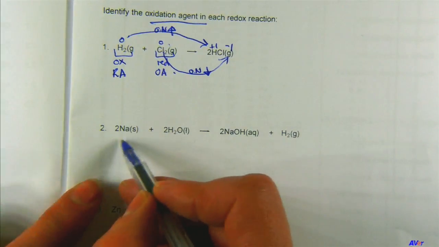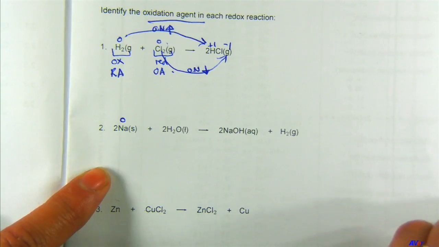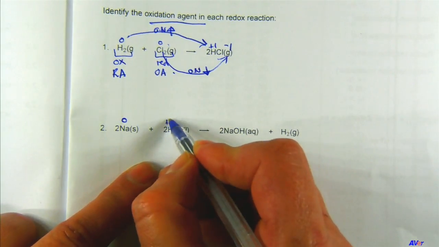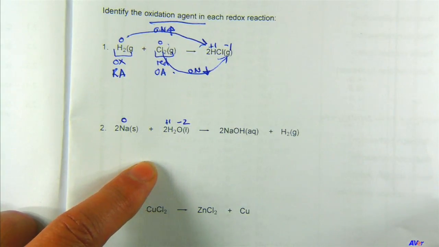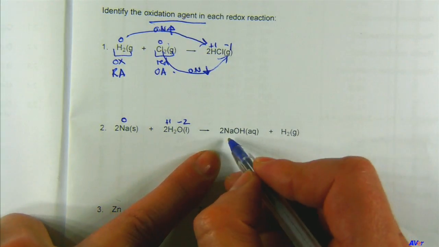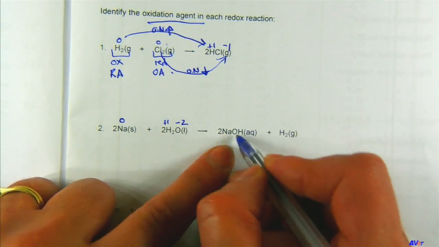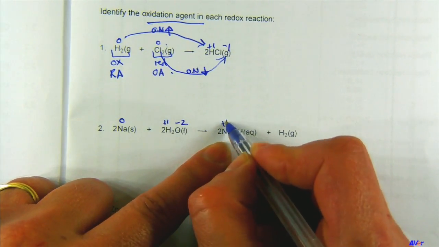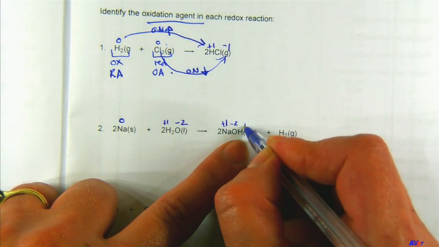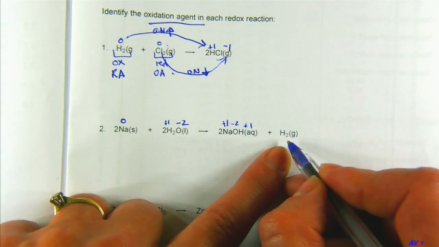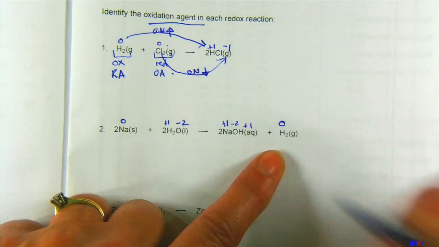Next one, sodium. It's on its own. It's a pure substance. Therefore, it takes 0. Over here, hydrogen in a compound, plus 1. Oxygen in a compound, minus 2. Sodium on this side, it's in a bond. Sodium is a group 1. What do we know about group 1? Plus 1. Oxygen, minus 2. Hydrogen, plus 1. That hydrogen at the end, pure substance, 0.